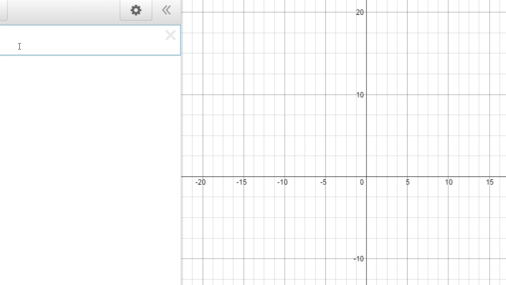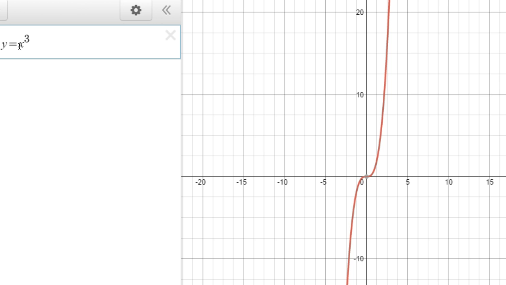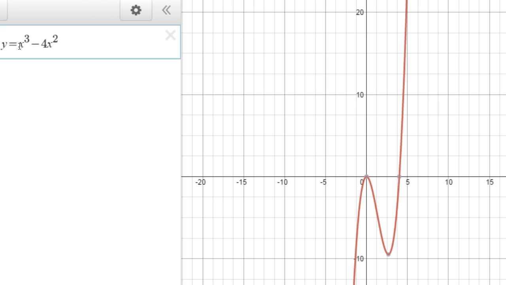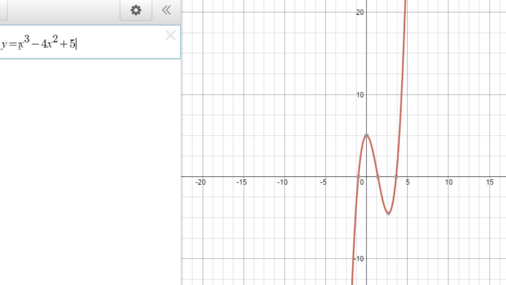Let's say we had y equals x cubed minus 4x squared plus 5x. Now let's get something funky. Let's get negatives. Yeah, 7x. Nope. There we go. Okay, so we have everything all set up here.